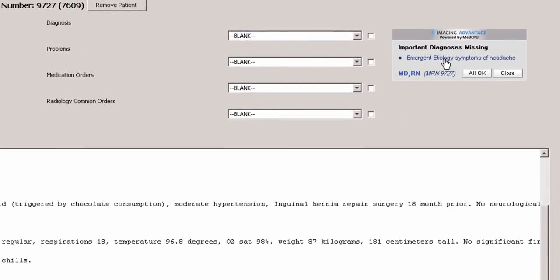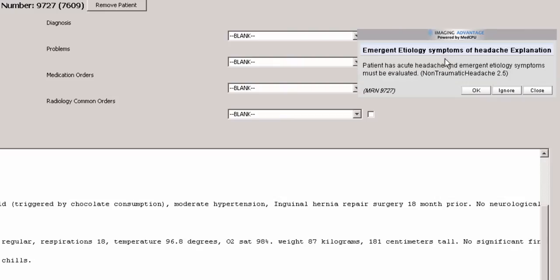The patient has severe acute headache and documentation of emergent etiology symptoms of headache is missing. Clicking on the prompt itself presents the explanation for this deficiency. Patient has acute headache and emergent etiology symptoms must be evaluated. The advisor is there in real time to make sure the right approach and documentation are provided.